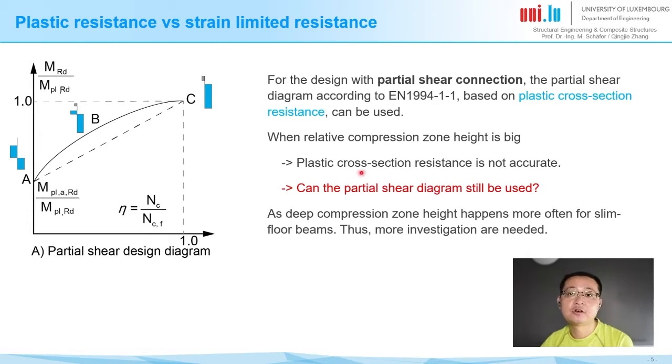However, it was developed based on the plastic design resistance. When the relative compression zone height is big, then we know the plastic cross-section resistance is not so accurate. Then it further brings the question, can we still use the partial shear diagrams? As the deep compression zone height happens much more often for slim floor beams, more investigation is needed.